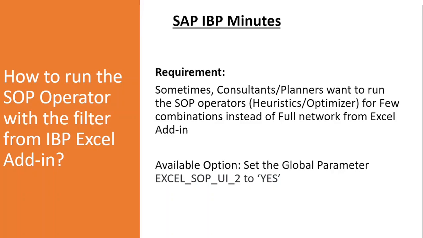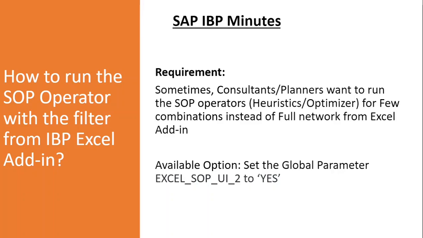Usually, from the Excel add-in, you can only run the S&OP operator with the subnetwork ID. You cannot run the S&OP operator without a subnetwork ID. Of course, you have an option to run the S&OP operator from the application jobs with the filter. That S&OP operator is called S&OP operator version 2.